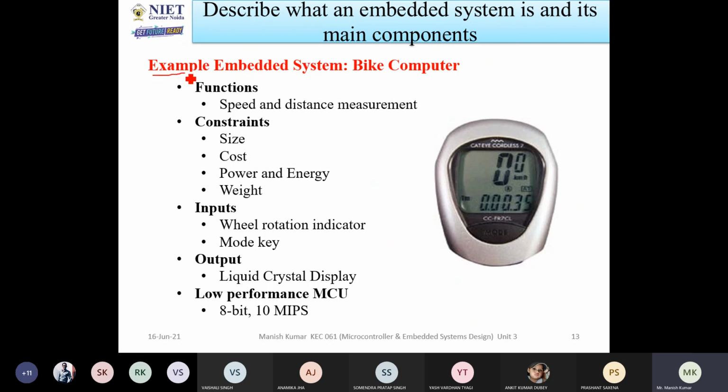I will discuss two examples. Okay. So the first example is called bike computer. Computer means it is a computing device. So it is not a computer, not a personal computer. So bike computer means bike computing devices. This type of devices will be there. Whenever you see the detailed dashboard of a car or bike, what will happen? It will give some information like distance, speed, time. So all the things are available in these features.